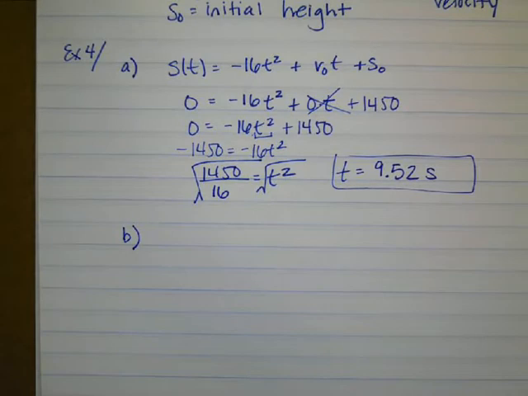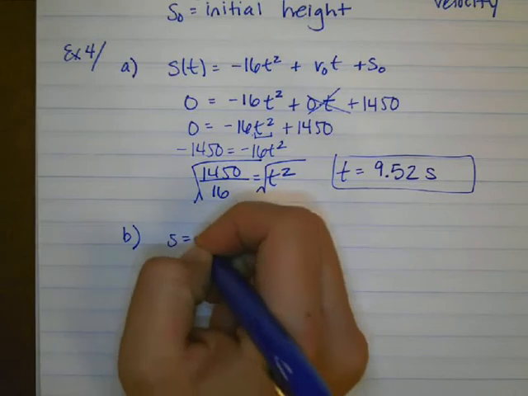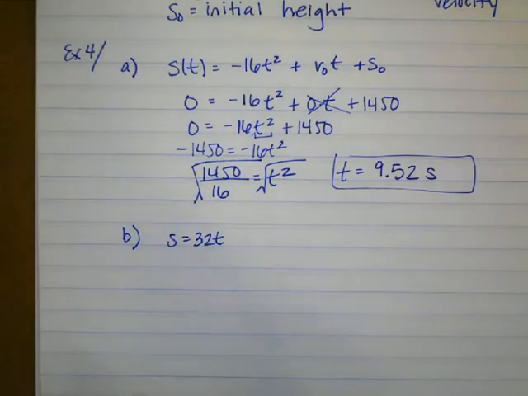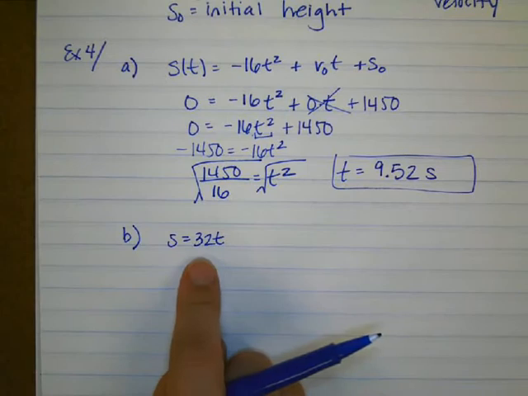But it actually gives me a new formula to find that velocity. Isn't it s equals 32t? Okay. So then we're supposed to use this formula. What does it look like?